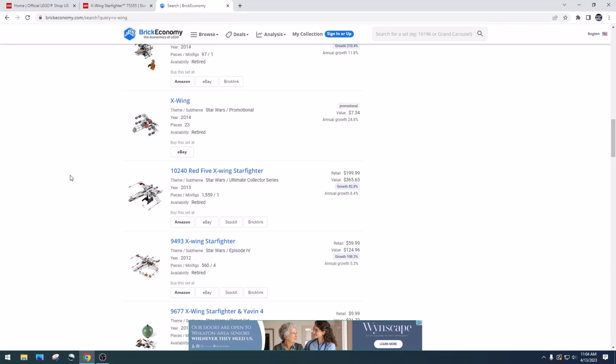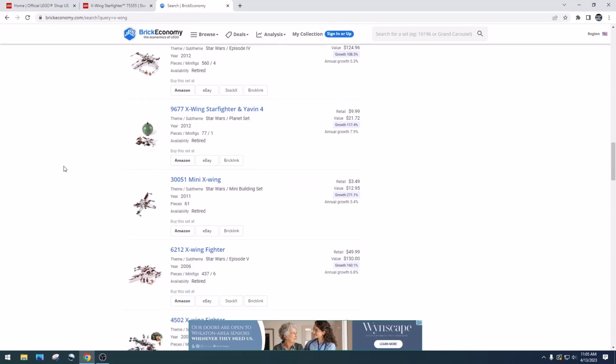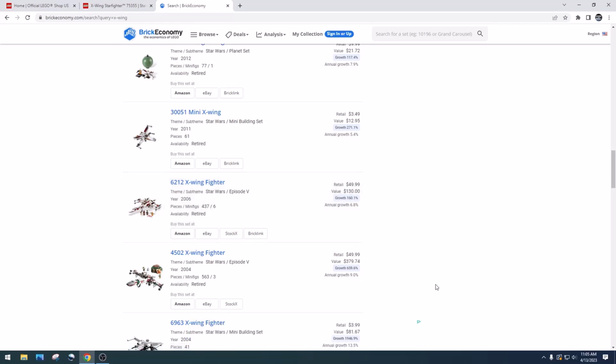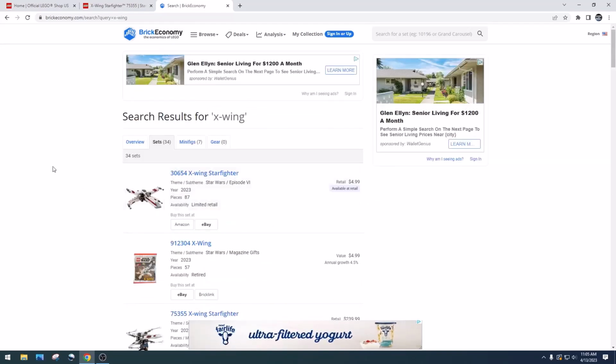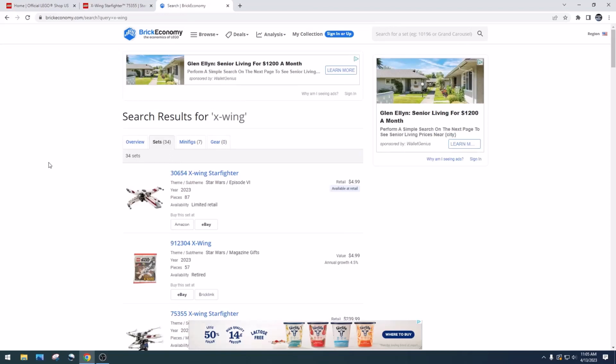And there's just fewer sets. So of course, the older X-Wings are going to be worth money. For example, in 2006, this is an old set for $50, worth $130. That's a decent profit. But when we get into newer sets, you're probably going to see like a $10 to $20 profit. You're not going to see double the price. I doubt any newer X-Wing sets will be double unless they come out with an extremely unique one.